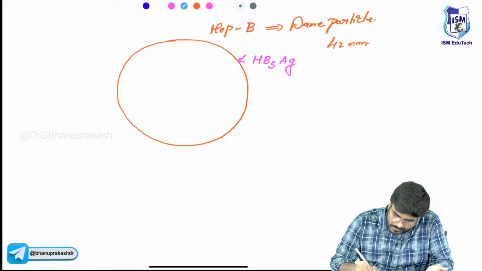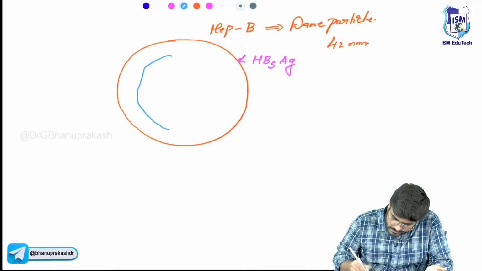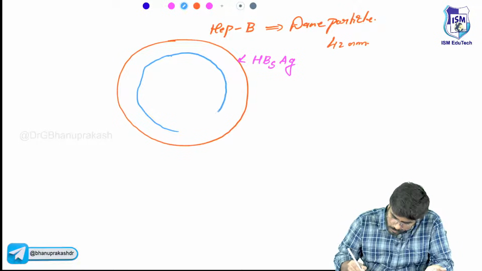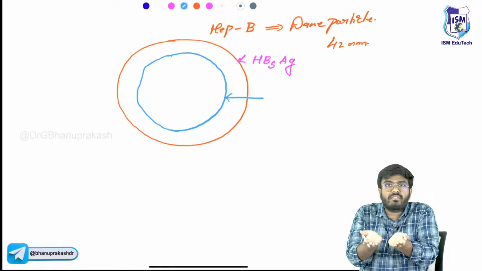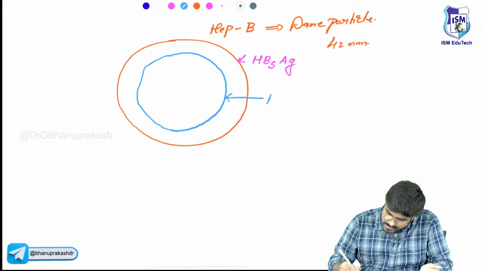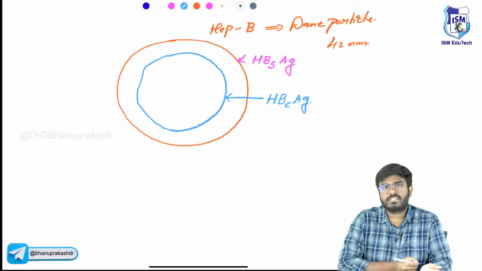Now inside it, what is there, sir? One more thing is there. So there is one more structure. This is the core of the virus. Now this is made up of hepatitis B core antigen.